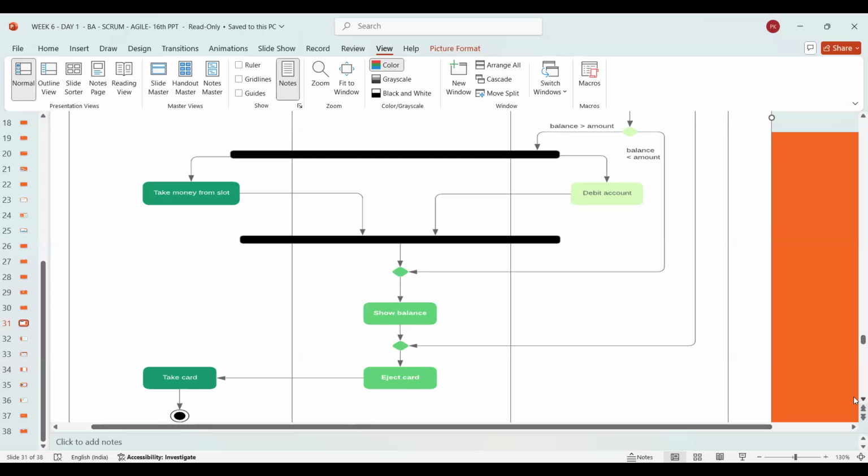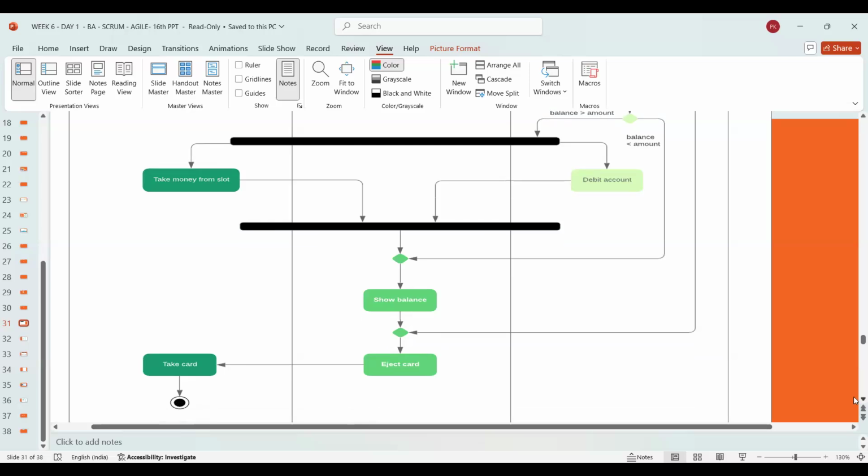Now tell me, was it difficult or was it easy to understand? Just say easy or difficult. If anybody finds it difficult, that's also fine. I just want to know how you feel about it. Was it easy or difficult? Easy. I have a question. Go ahead.